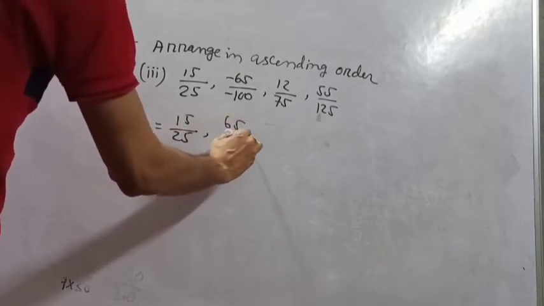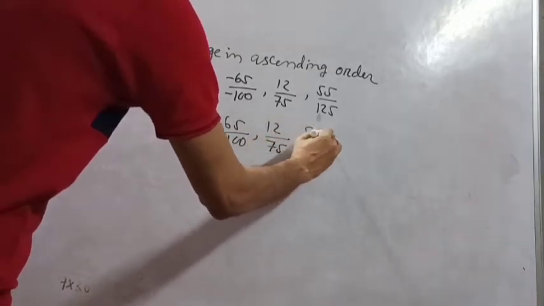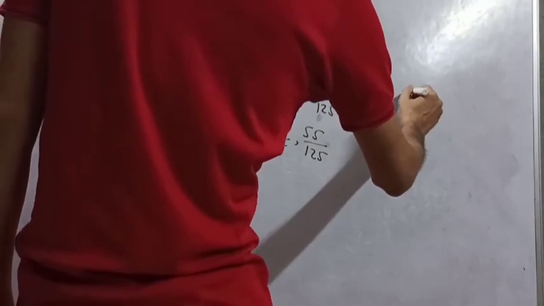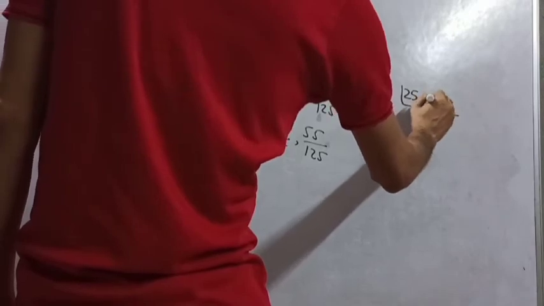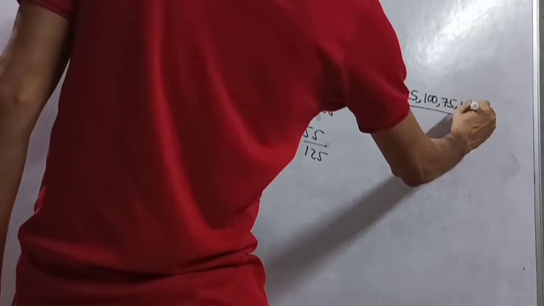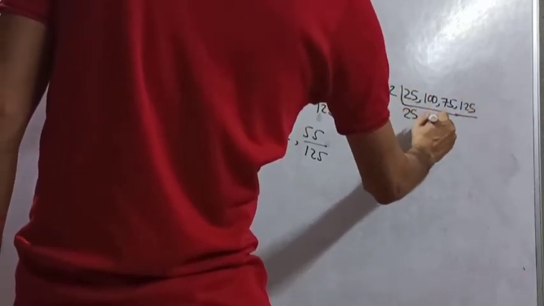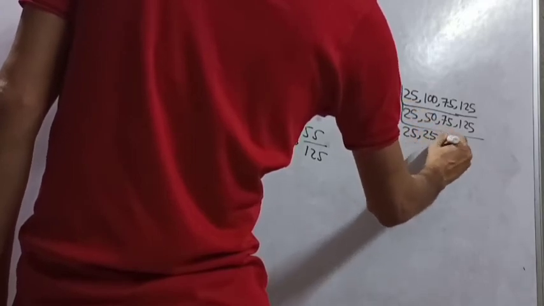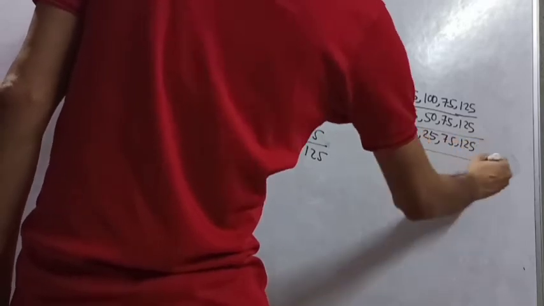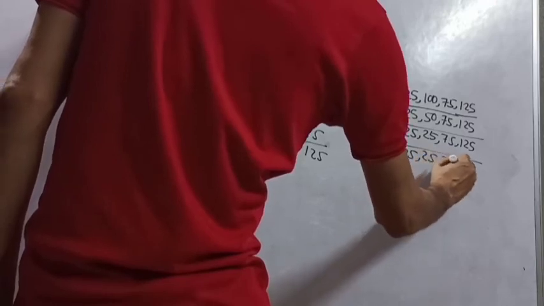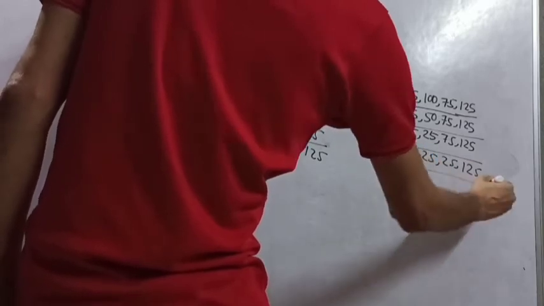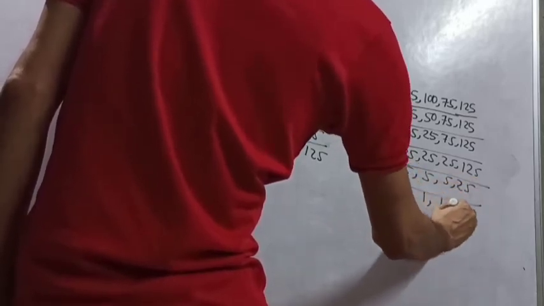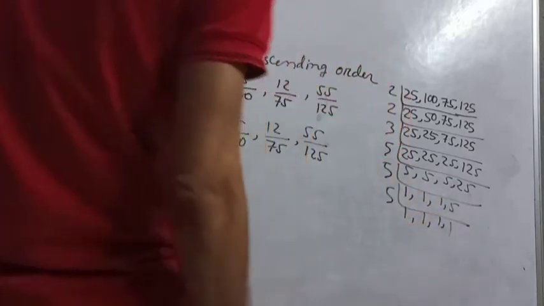Negative means positive, both are negative, that means positive. So now 25, 100, 75, 125. Let's take the LCM: 2, 50, 75, 125; 2, 25, 25, 75, 25; next 3, 25, 25; 5, 5, 5, 25; again 5, 5, 5, 5; here 5. So let's see the LCM.